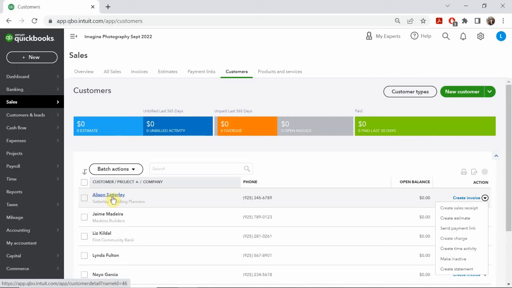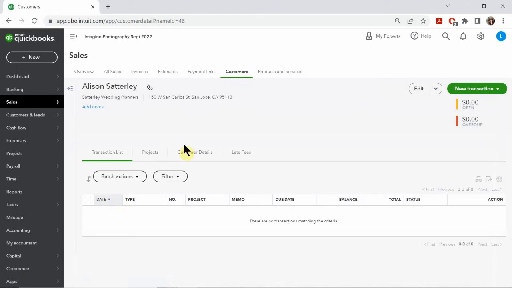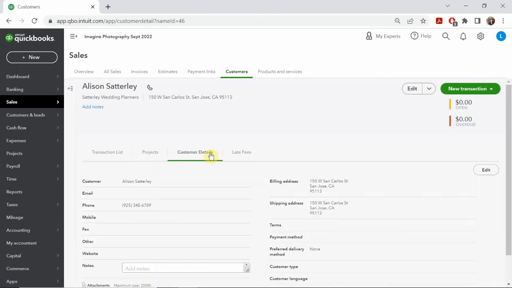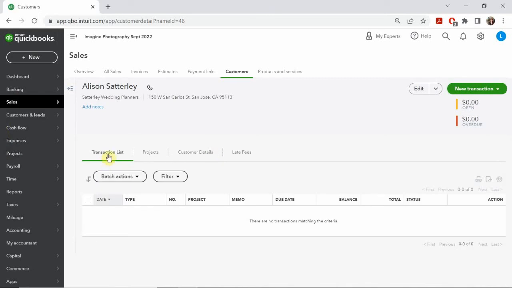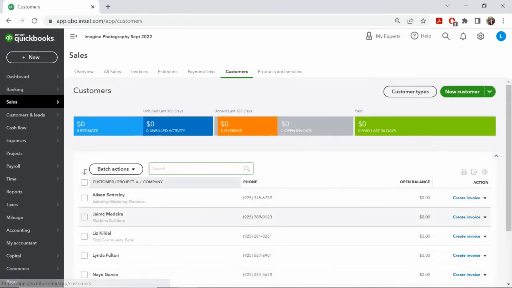How do I add a new customer? Right here, top right, just like the vendor center. How do I edit the customer's profile? I have to click on their profile, click on customer detail, and then edit right there. Or I can view their transactions list. So again, very similar to the other list that you have there, and the same formatting here.